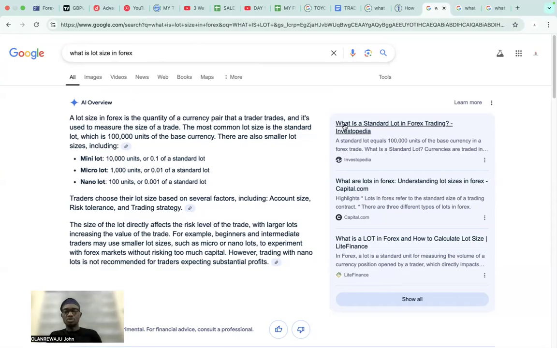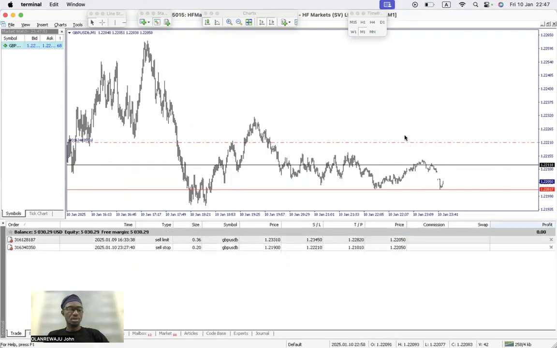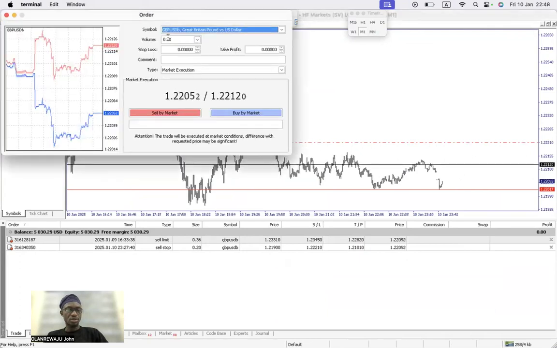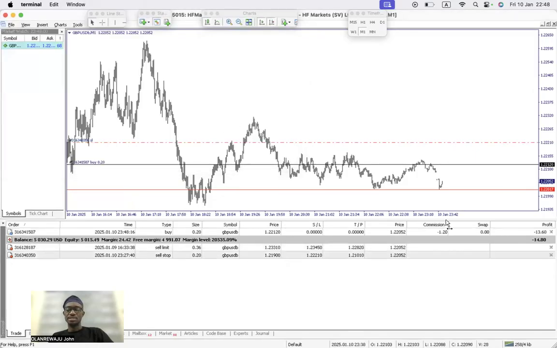First of all, let me show us what lot size is. When you want to take a new trade, for example, this is your lot size here, volume. Of course, the way it appears on MT4 or MT5 is different. Let me show you an example. You can see that this lot size is 0.2. Let me click on buy. See the loss, minus 13.16.